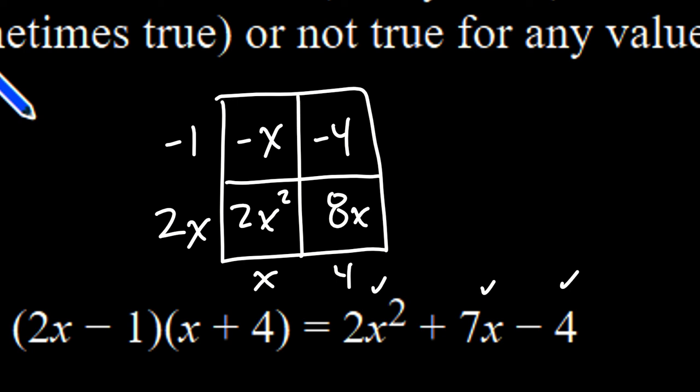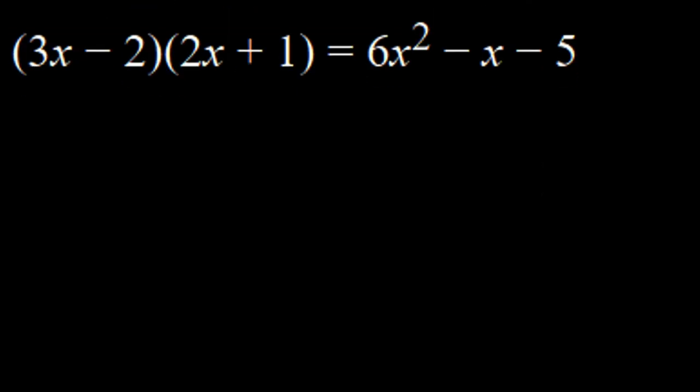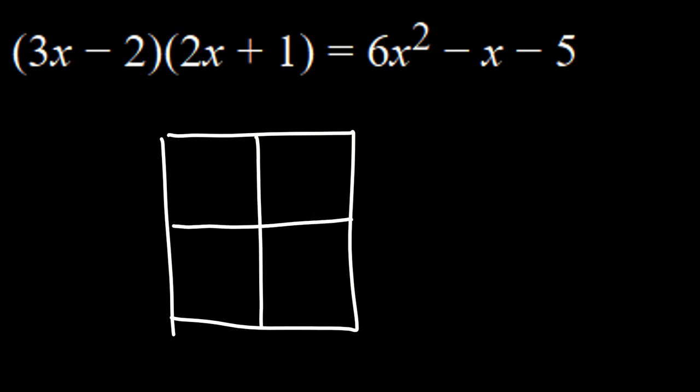Regardless of what I pick for x, it's always the case that 2x minus 1 times x plus 4 is always identical to 2x squared plus 7x minus 4. And then the final one that I have, I'm still going to look at with an area model. So I've got my beautiful little rectangle here. I'm going to call this 3x. This would be a negative 2. So that's the 3x and the negative 2. Along the bottom I've got a 2x, and then I've got a plus 1.